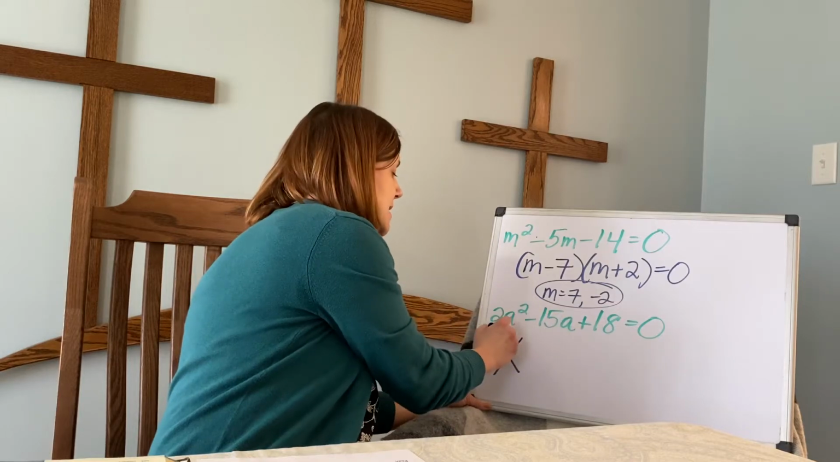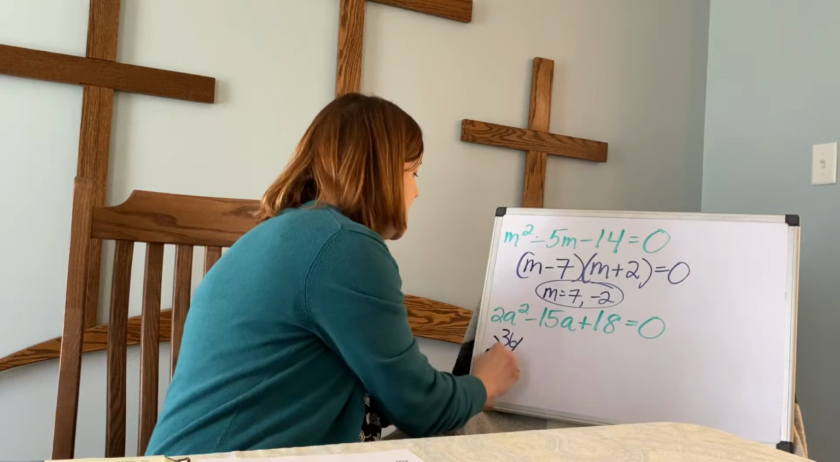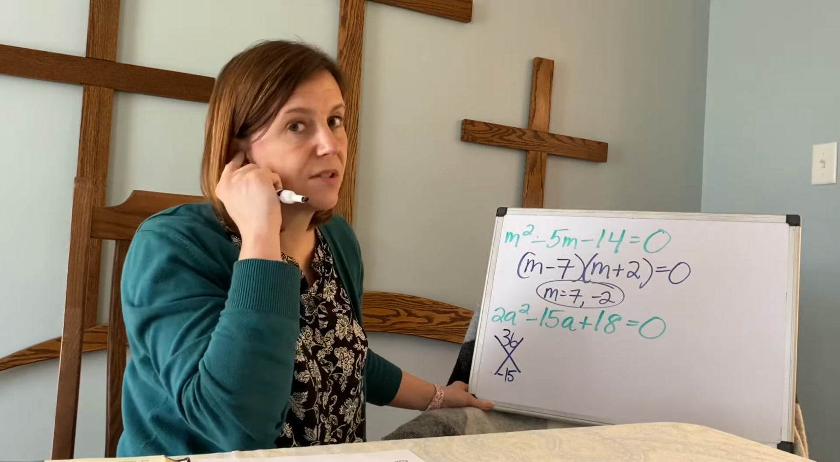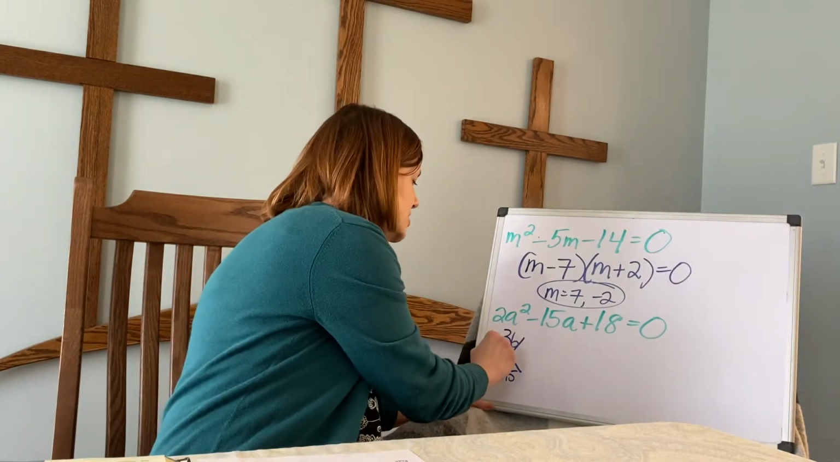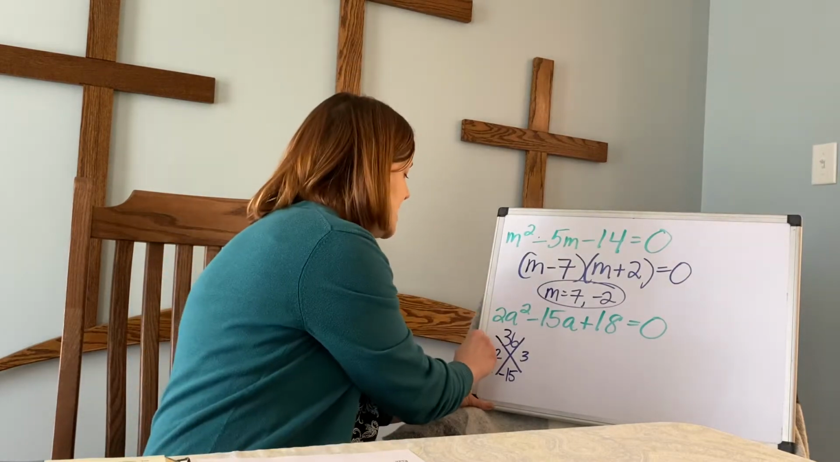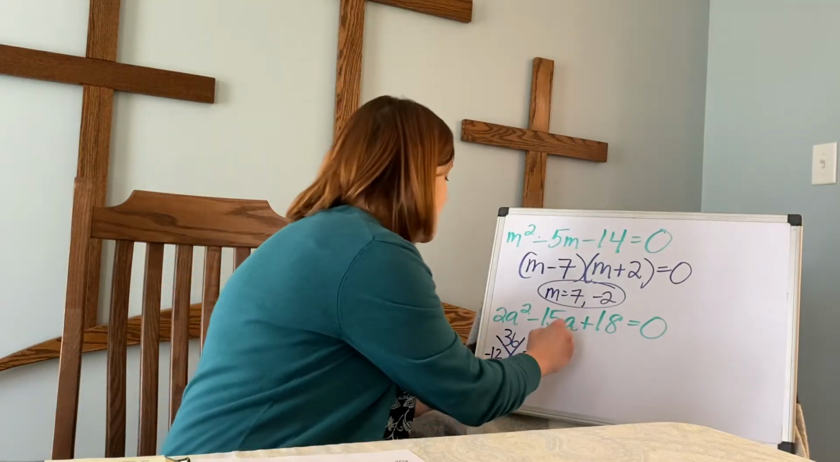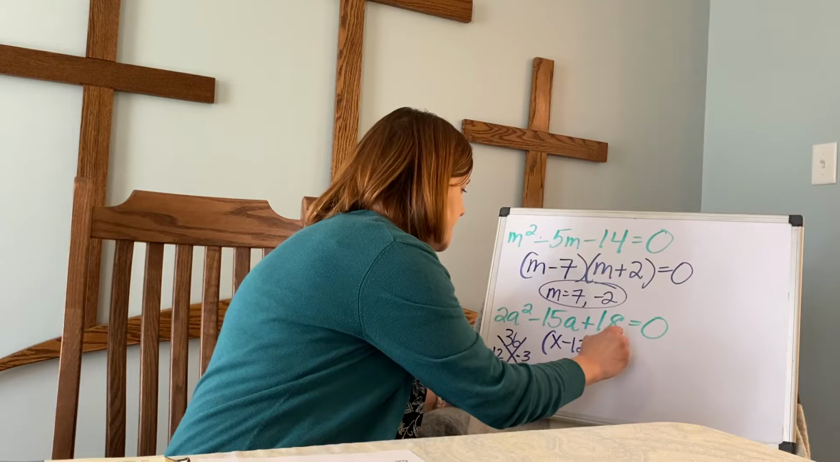A times C gives me 36, and that goes in my ceiling. My B is negative 15. If I think through the factors of 36 that could potentially give me negative 15, I know it's 12 and 3 somehow, but I know it has to be negative 12 and negative 3. So let's remember divide and slide. That means I set up my factors like this.